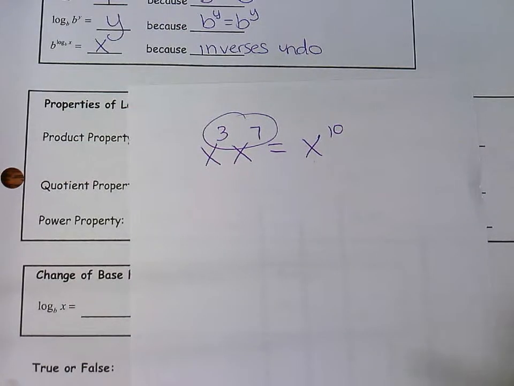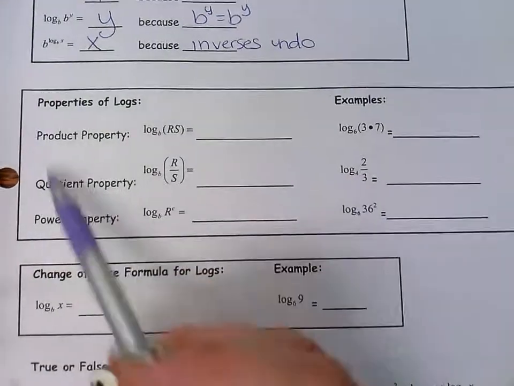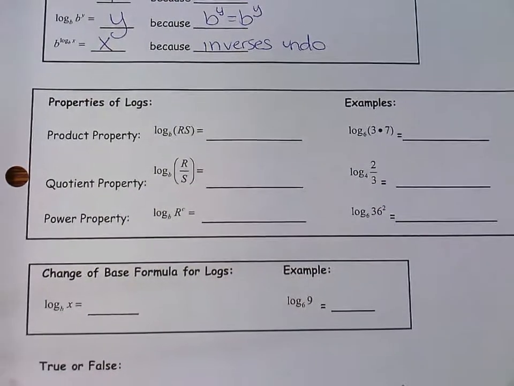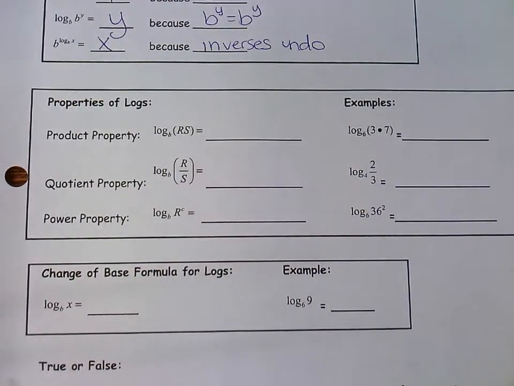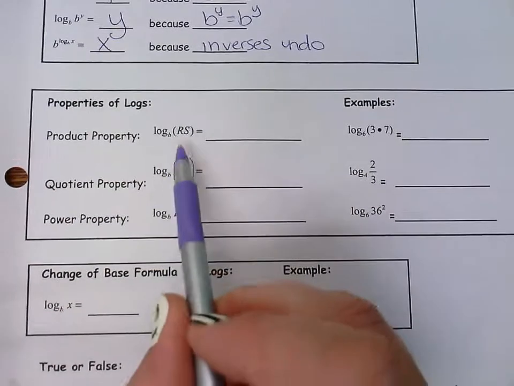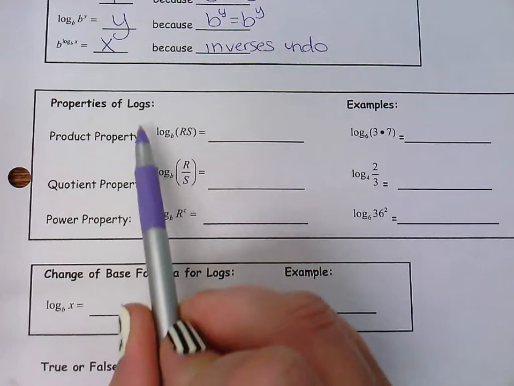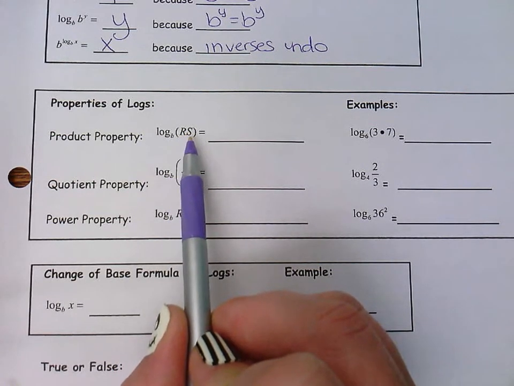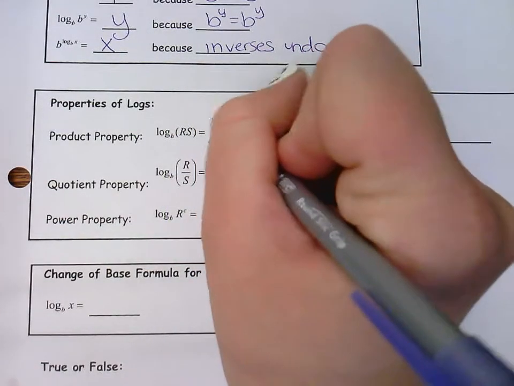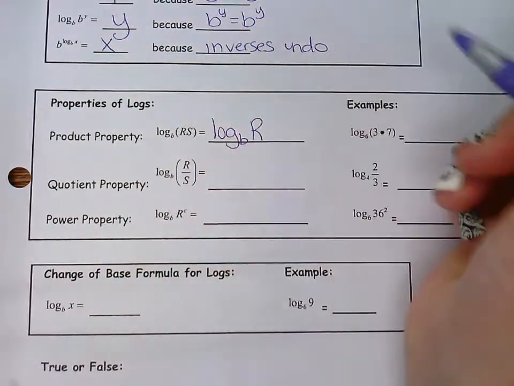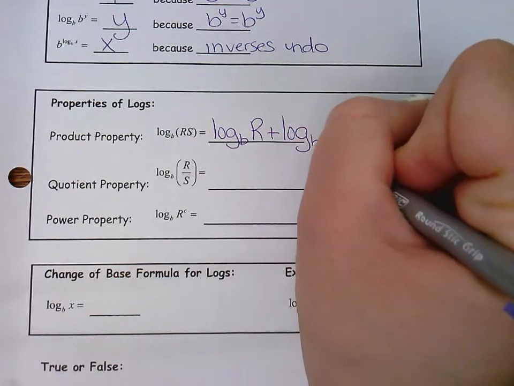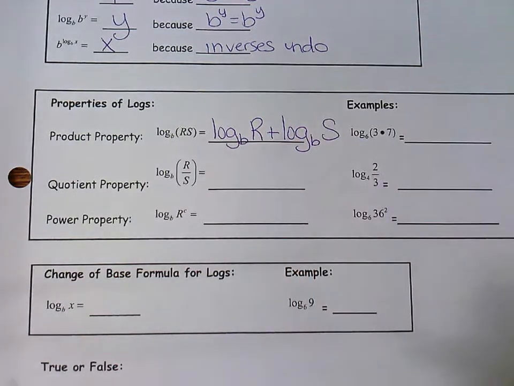So what was the rule for exponents? We added them together. The product property of logs similarly goes along with that exponential property, right? Because a log and an exponent are inverses of each other. So if you are taking a log and there's a product inside, so r times s, you're actually allowed to break this up into the log base b of r plus the log base b of s.